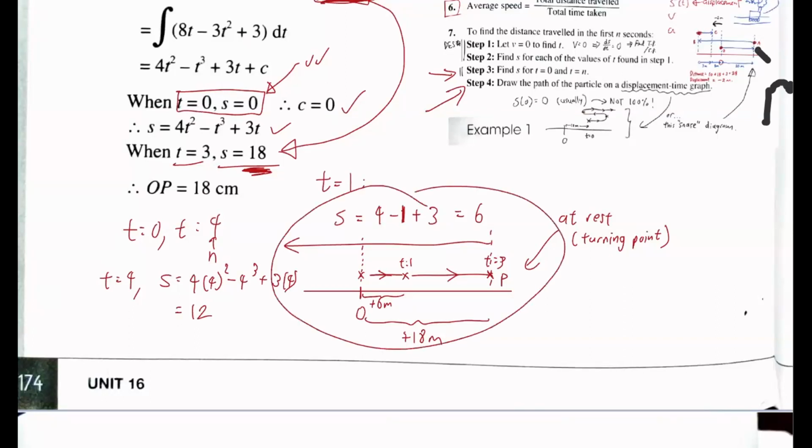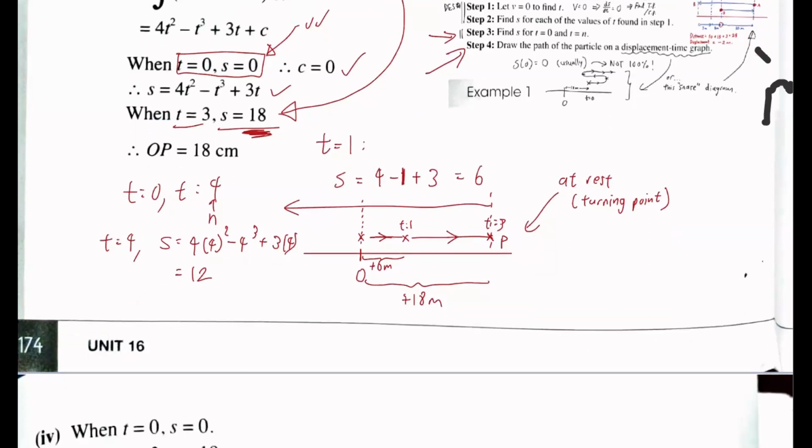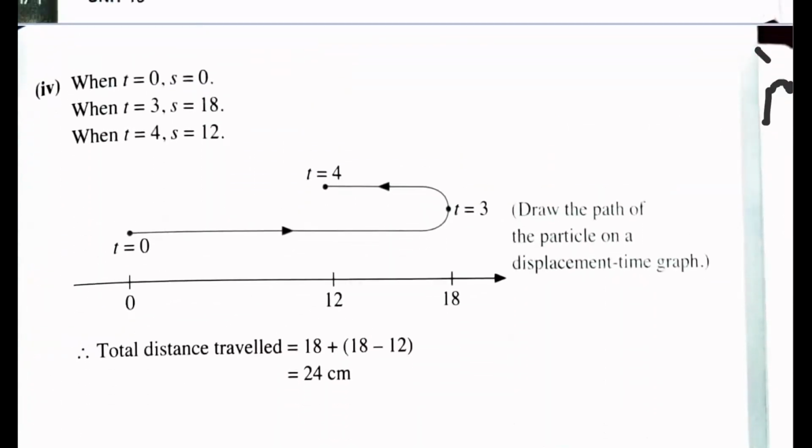I already drew it halfway for you. Let me show the nicer version over at the bottom like this. Okay, so this is a summary. It would be a good idea to summarize all the ideas in a top corner like this. t equals 0, s equals 0. t equals 3, s equals 18. t equals 4, s equals 12.